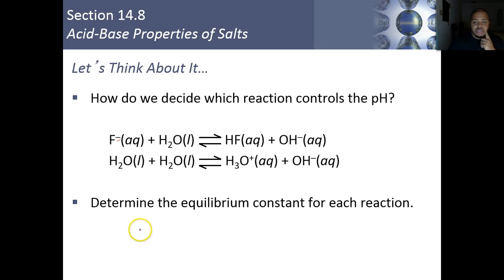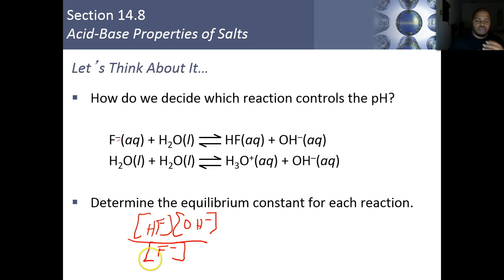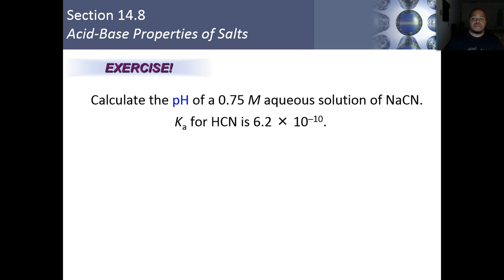So what is our equilibrium constant expression going to be? We're going to have HF times OH negative over F minus, the fluoride ion. Now, let's take a look at another example.